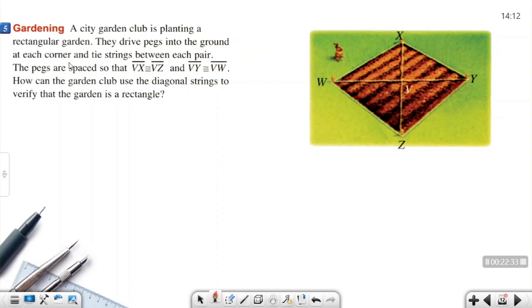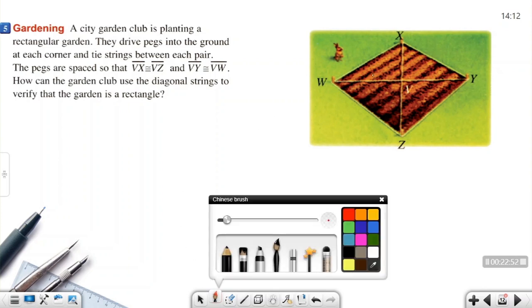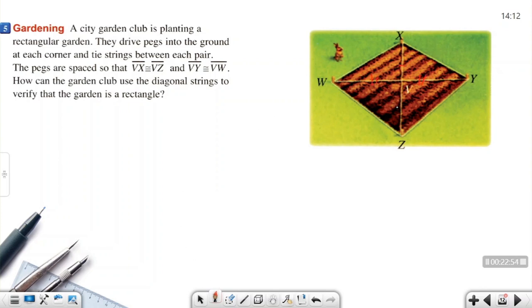Okay, there is a garden. The garden club is planting a rectangular garden. They drive pegs in each corner to tie string between each pair. As you see, they tied corners, so the strings are diagonals here. VX is equal to VZ, VY is equal to VW. So diagonals bisect each other. This and that one are congruent. This one equals that one.